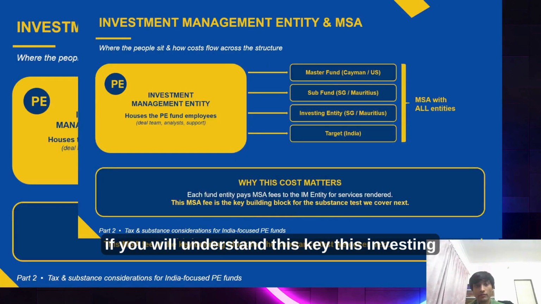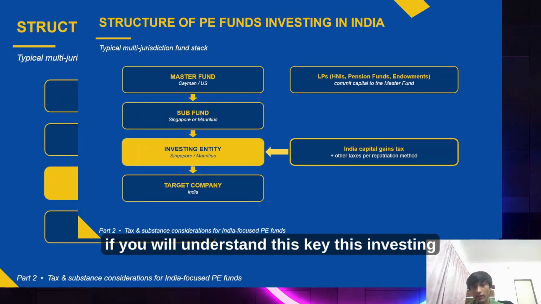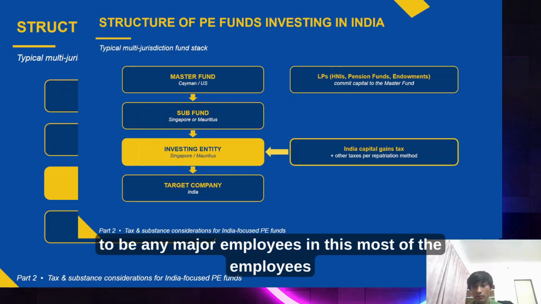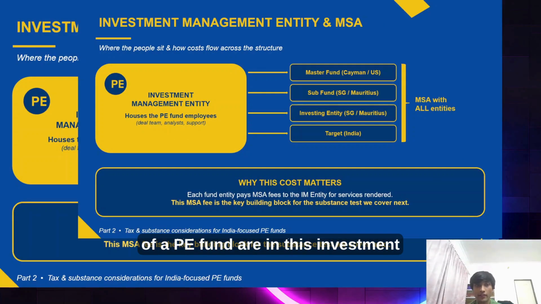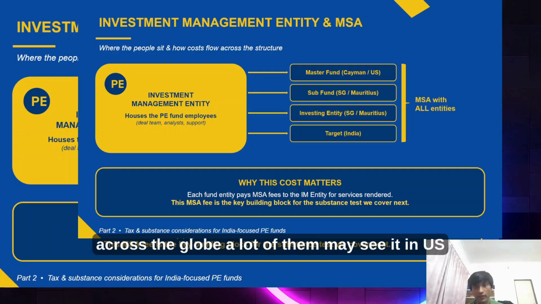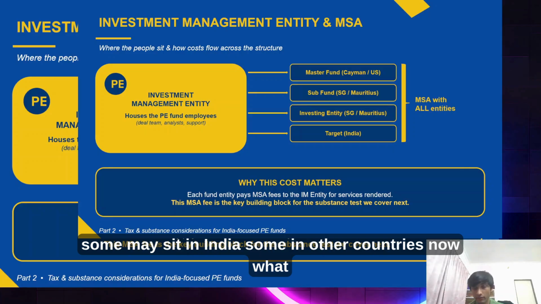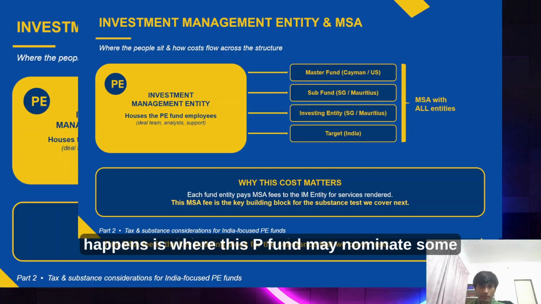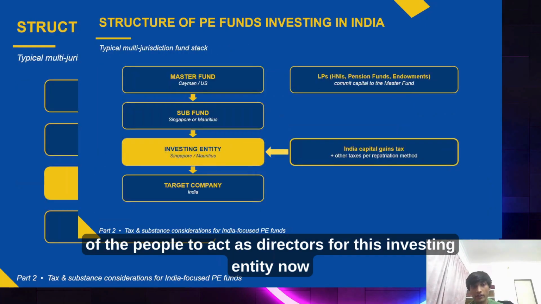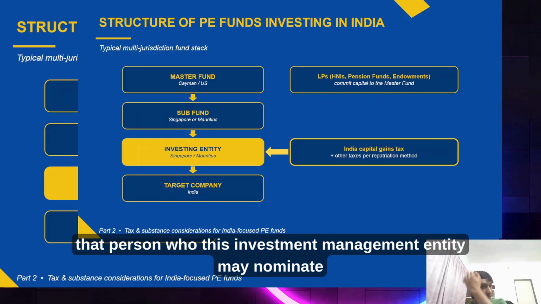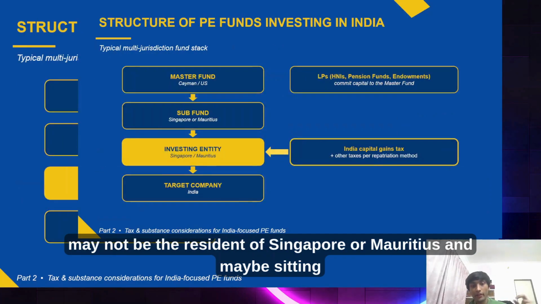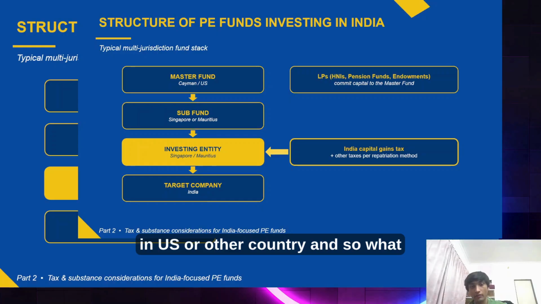Now if you would understand this, this investing entity has no major business, and so there will be unlikely to be any major employees in this. Most of the employees of a PE fund are in this investment management entity that has employees across the globe. A lot of them may sit in US, some may sit in India, some in other countries. Now what happens is this PE fund may nominate some of the people to act as directors for this investing entity. Now that person who this investment management entity may nominate may not be the resident of Singapore or Mauritius, and may be sitting in US or other country.